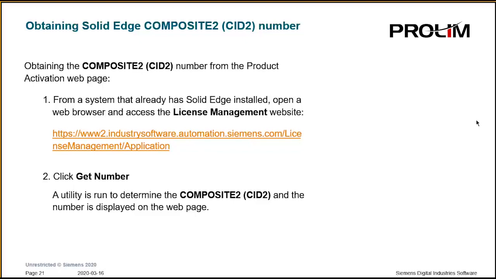The second method is to get this number from a product activation web page. From a system that already has SoundEdge installed, open the web browser and access the license management website. The link is right there. You can click on it and then click Get Number. Simple as that. The utility will run to determine the composite 2, and the number is displayed on a web page.